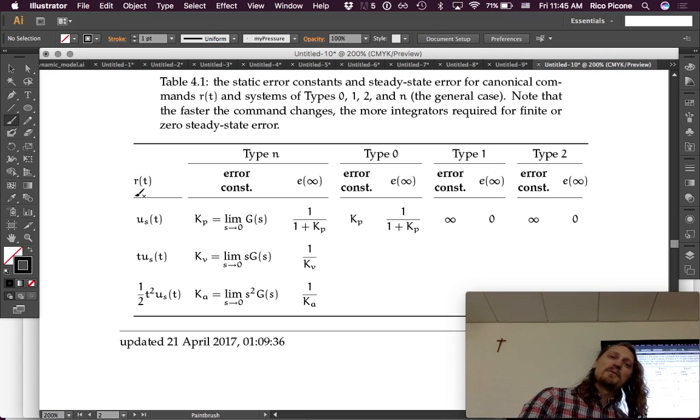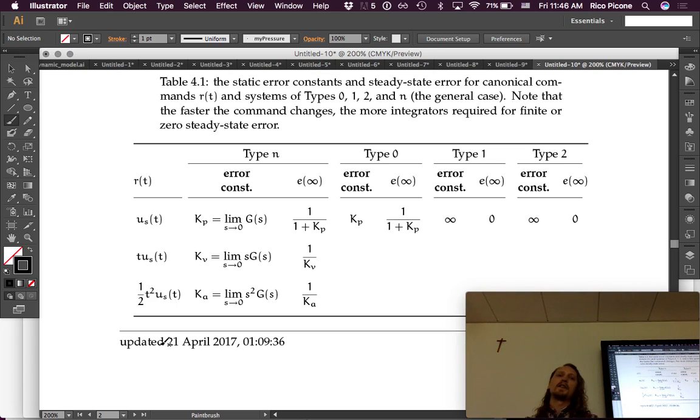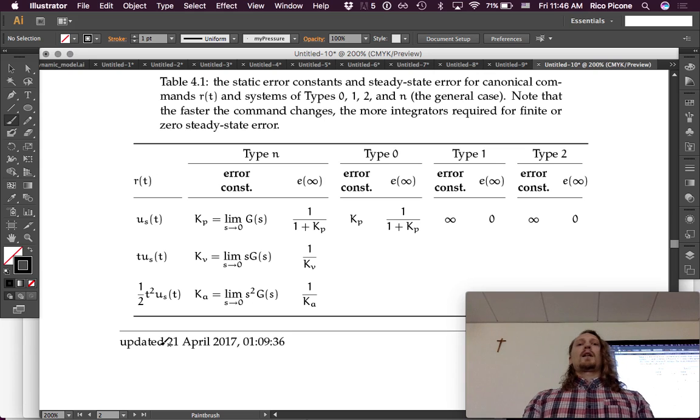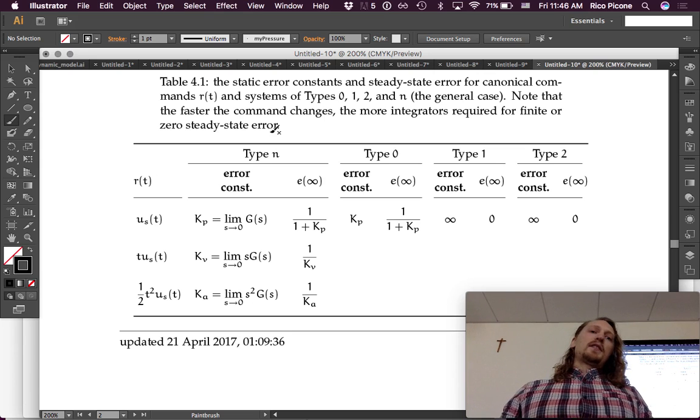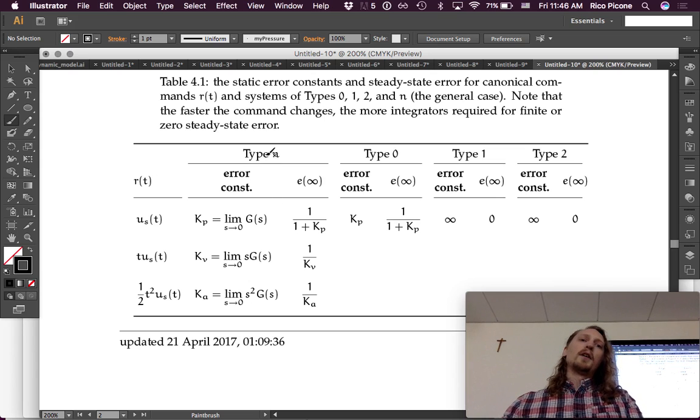Okay, so here we go. The rows here are different commands. Unit step command is this first row. t times unit step is the ramp, right? Unit ramp command, and then we have this parabolic command. These are the three considered canonical for purposes of steady state error. Okay. So the first group of columns here is for just type n.